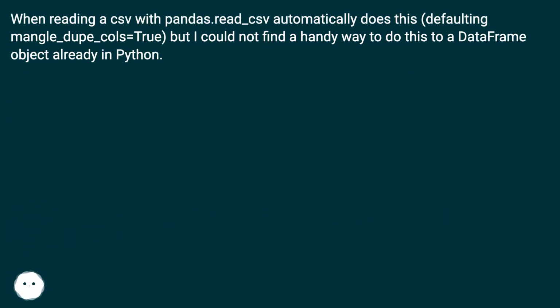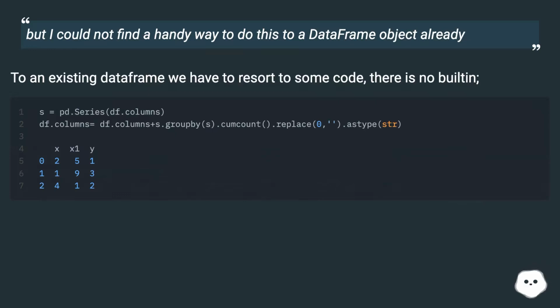When reading a CSV with pandas.read_csv, it automatically does this, defaulting mangle_dupe_cols equals true, but I could not find a handy way to do this to a data frame object already in Python. To an existing data frame we have to resort to some code. There is no built-in.